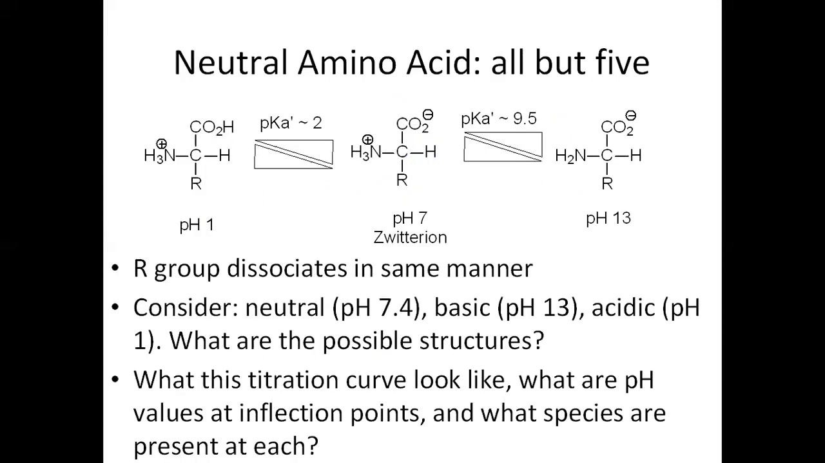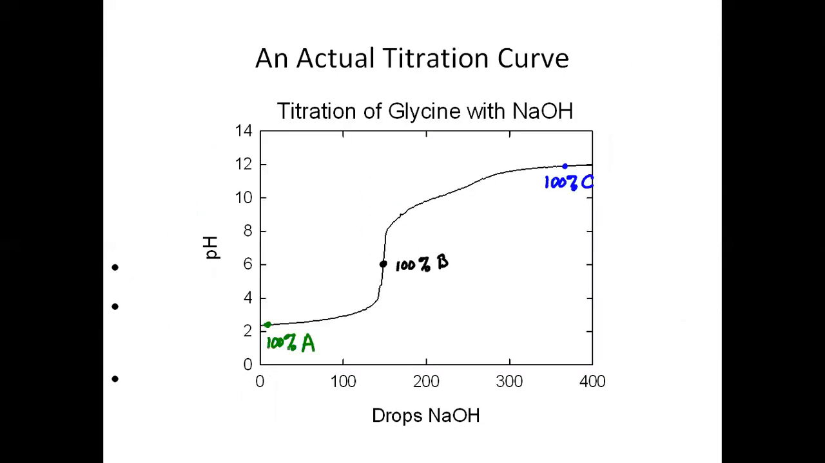The next question we want to consider is, what would a titration curve of this amino acid look like? What are the pH values at the inflection points, and what species are present at each? This slide is a titration curve I collected for use in teaching biochemistry. It is the titration curve of glycine, made by adding drops of 0.1 molar sodium hydroxide and measuring the pH after the addition of each drop of base.